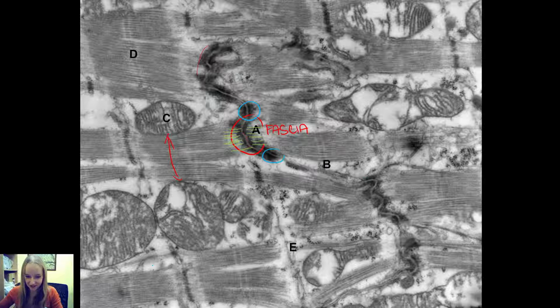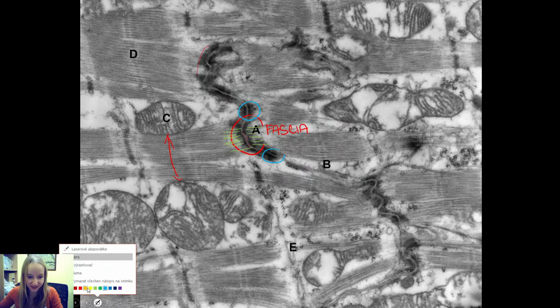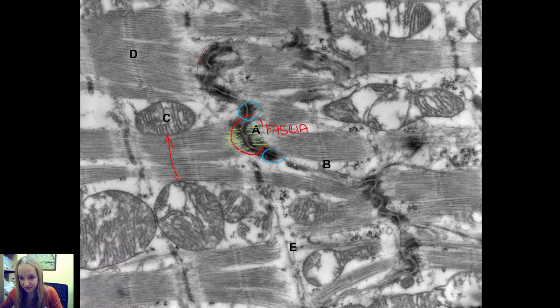And B is the longitudinal section, which contains nexi that are here, so gap junctions over here. We are not able to see them. There are many gap junctions right here together. There's not just one gap junction; there are many of them in one place. So this is the structure of an intercalated disc.